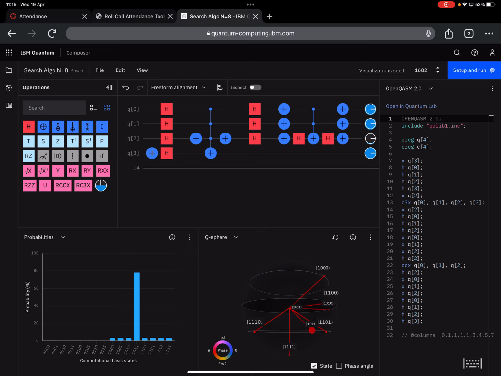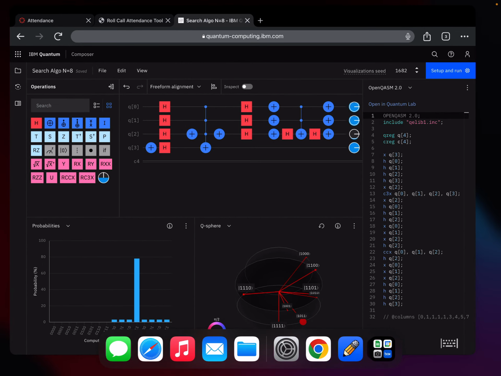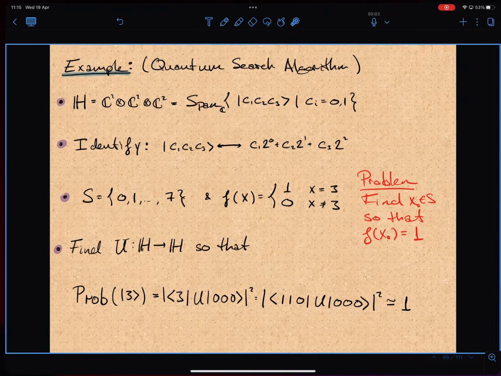Any questions? All right, so this is the IBM quantum, where you can just draw your quantum circuits.